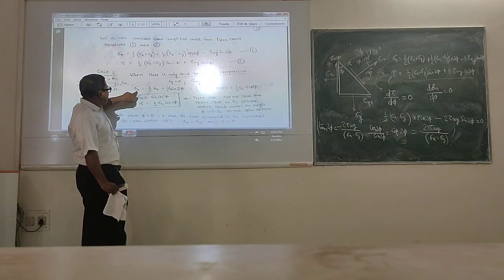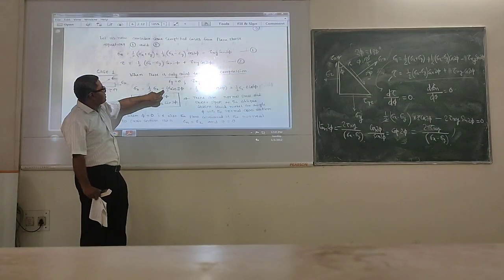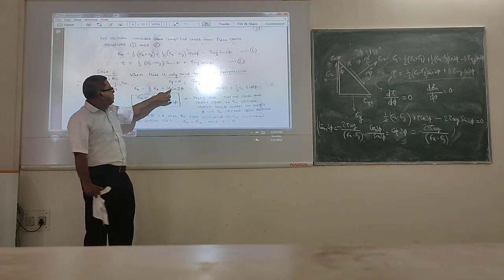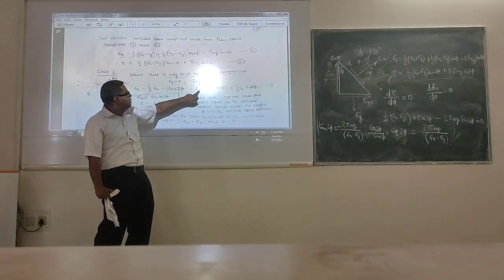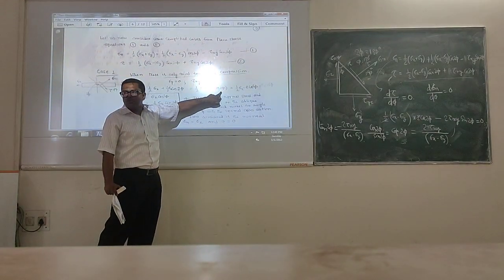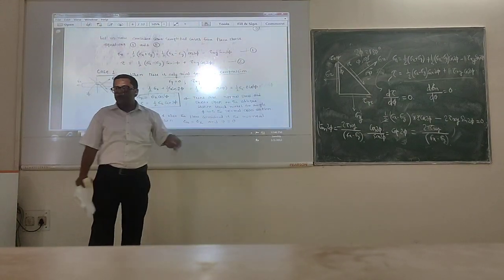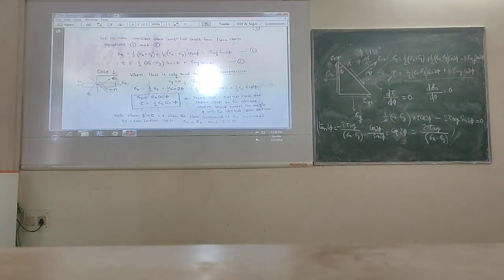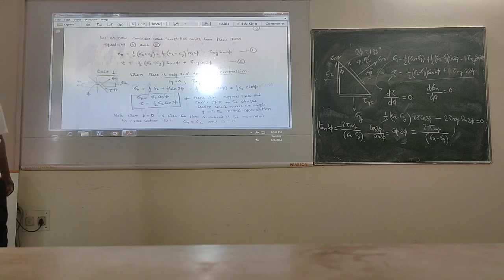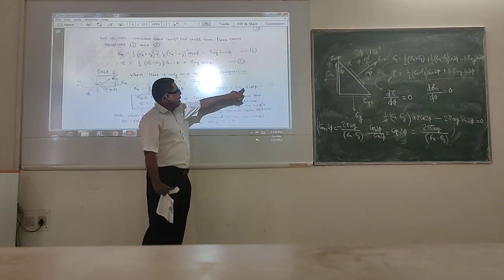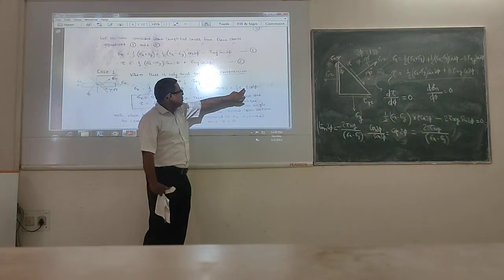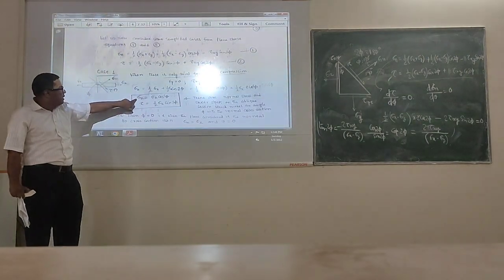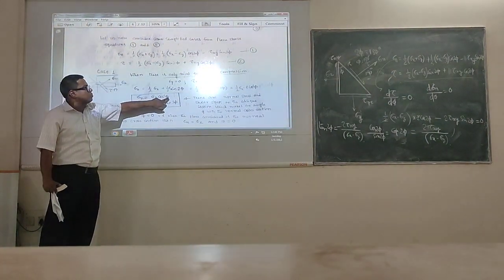So you get sigma n equal to half of sigma x plus half of sigma x cos 2 phi. If you take half of sigma x common, you get half of sigma x into 1 plus cos 2 phi. If you remember, I have explained that 1 plus cos 2 phi is nothing but 2 cos square phi, right? So half of sigma x into 2 cos square phi gives the equation sigma n equal to sigma x cos square phi.